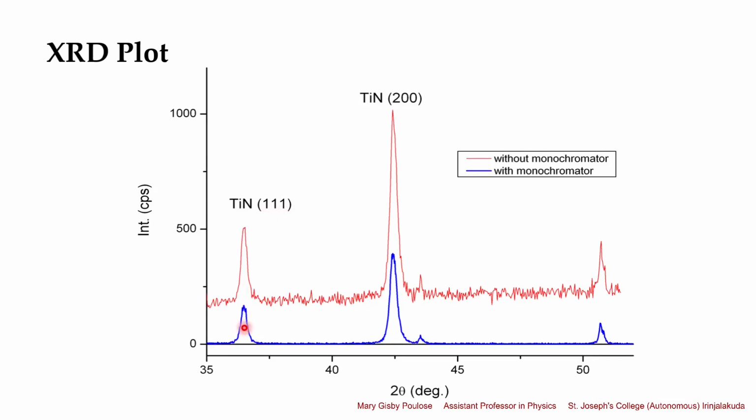Here, this peak corresponds to the diffraction beam from the 111 plane of that sample. This peak corresponds to the diffraction beam from the 200 planes of that substrate. In XRD, we find the Miller indices of these planes, and we find the complete set of Miller indices to finally understand the structure of that particular crystal.